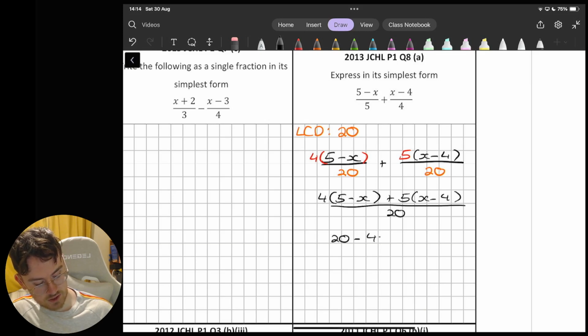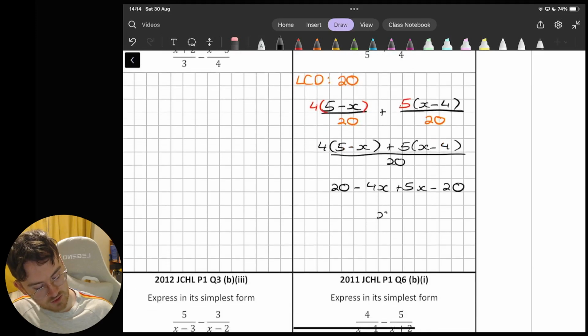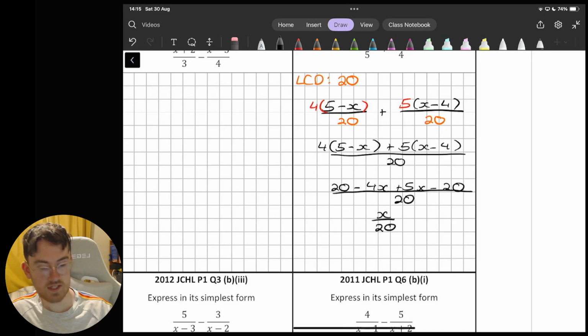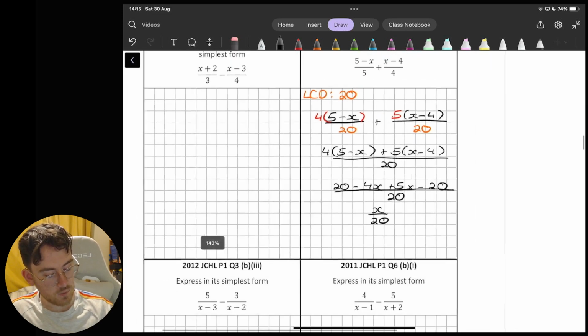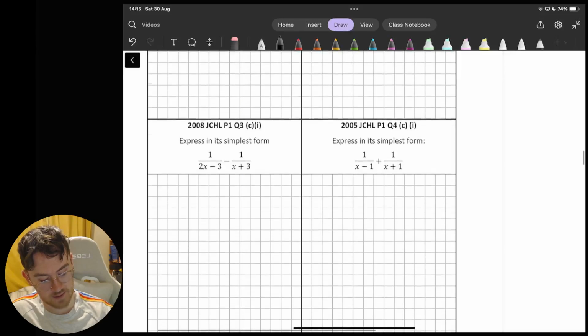Next step now is to bring this all together, minus 20. And that's just going to give me x over 20. Sorry, I forgot my denominator here. Over 20, and that's going to give me an overall answer, just x over 20. Okay, we'll have a look at one more example as well, one with variables in the denominator.